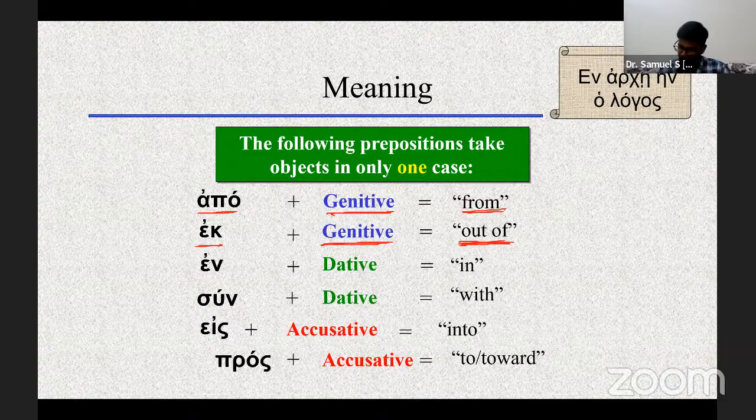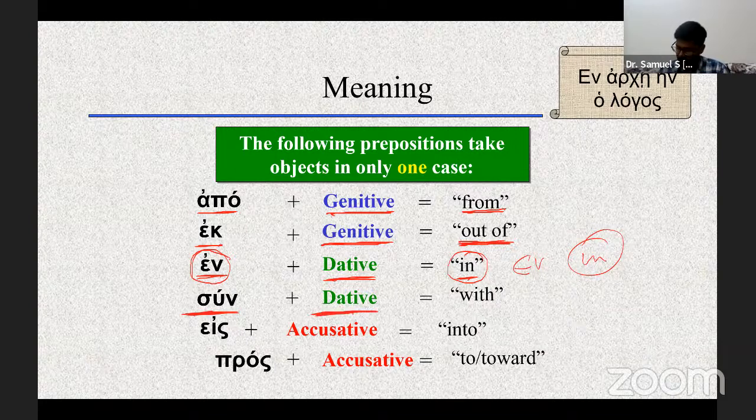En only takes the dative case, in. This is probably the easiest preposition to remember because it sounds so similar. En, in, right? Soon is a preposition that takes the dative case, only the dative case, with. Eis only takes the accusative case, into. Pros only takes the accusative case, means to or toward, right?